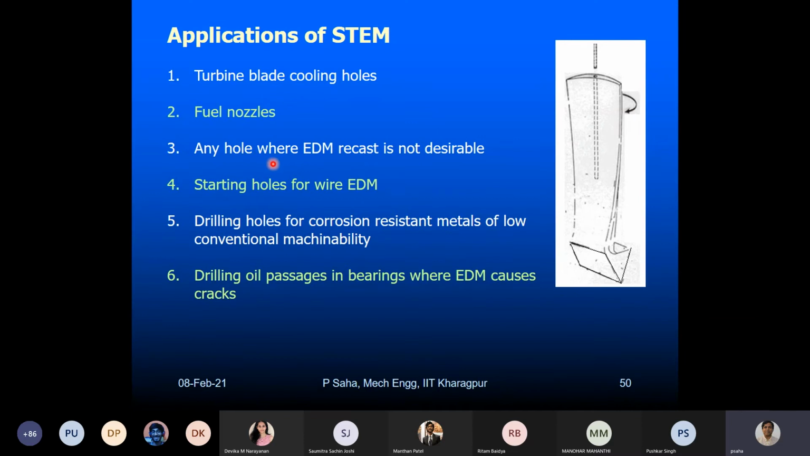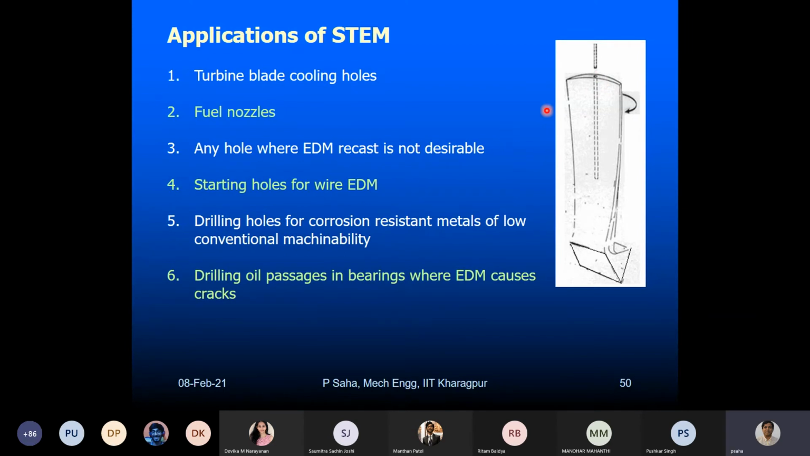Or any hole where EDM recast is not desirable. If you want to make the hole by EDM process, but EDM, you know, is a thermal phenomenon, it is going to have a recast layer. The recast layer may be brittle in nature, so it may not be permissible in many cases. In those cases we have to go for the ECM based processes.